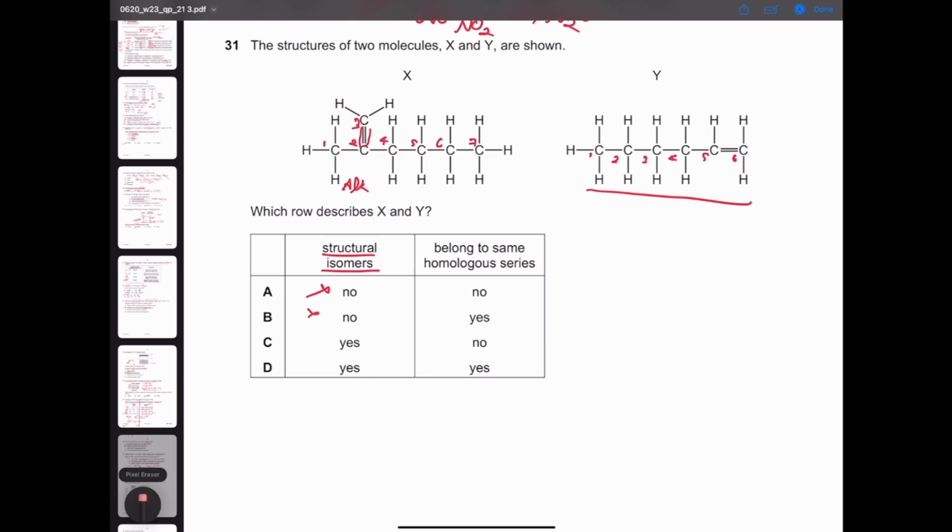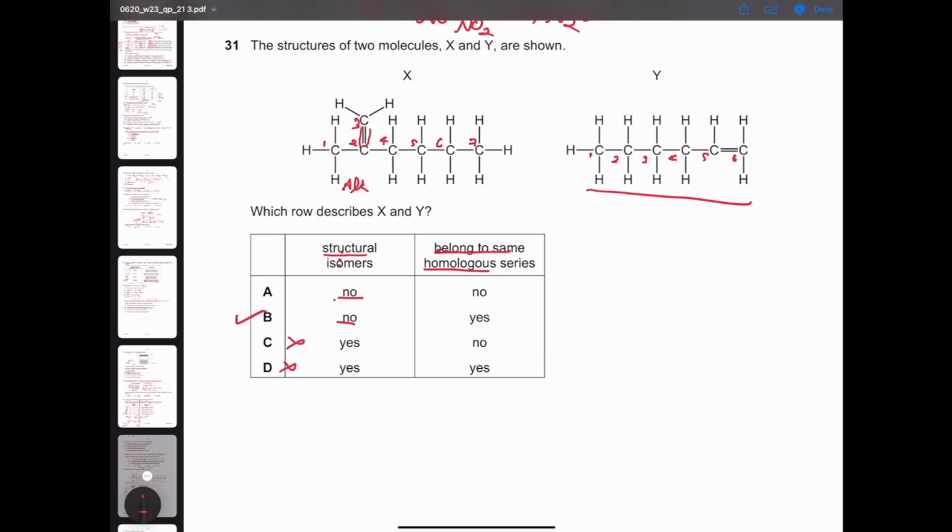Wait, a little bit of correction. We have to pick whether they are structural isomers or not. So, they are not. So C and D should be correct. A and B is correct because structural isomers they are not. Do they belong to the same homologous series? Yes. So the answer should be B.